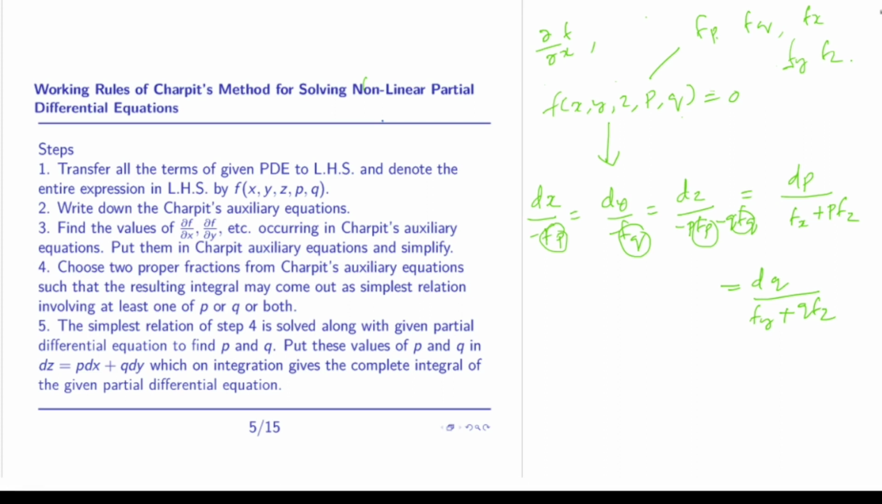And then what you need to do is write at least a simple relation for at least one of p and q. Then you write dz = p dx + q dy. Then you integrate and find the solution. So we will examine this in detail in a given example.